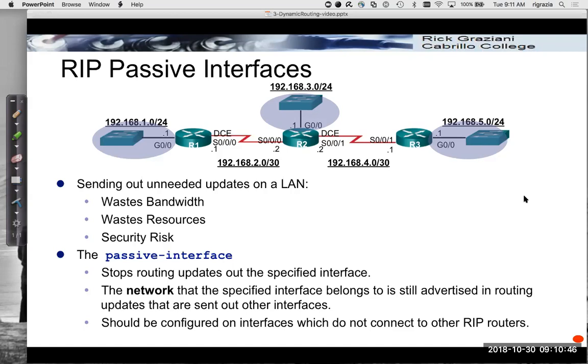The passive interface command will stop routing updates from being sent out a specific interface. We still want to include the network command, and I'm going to talk about that again shortly. If you don't include the network command for, let's say, 192.168.1.0, then R1 will no longer advertise that as one of its networks that is reachable via R1.